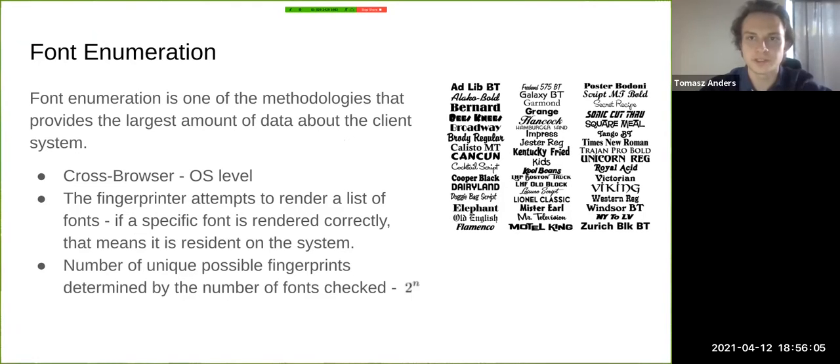Font enumeration is one technique that can provide a large amount of unique data about the client system. Because fonts are handled on an OS level, this can also be used for cross-browser tracking. The fingerprinter will attempt to render each font on a list of fonts. If a font is rendered correctly, it is resident on the system. The combined signature of all of the fonts that are resident on the system is usually used in conjunction with other techniques as identifying information. This technique is powerful because for each additional font checked, the number of possible unique signatures grows exponentially.